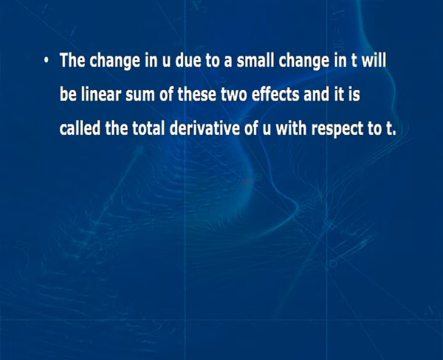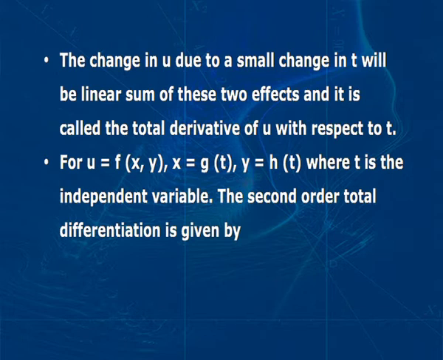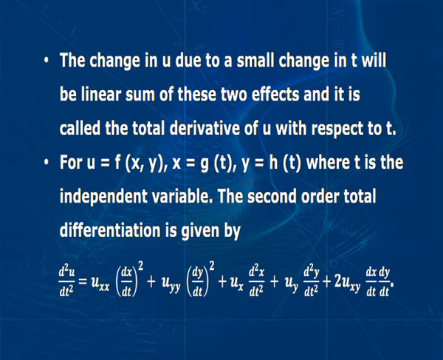The change in U due to a small change in T will be the linear sum of these two effects, and it is called the total derivative of U with respect to T. For U is equal to f of xy, x equal to g of t, y equal to h of t, where t is the independent variable, the second order total differentiation is given by d square u upon dt square is equal to uxx dx by dt whole square plus uyy dy by dt whole square plus ux d square x upon dt square plus uy d square y upon dt square plus 2 uxy dx by dt into dy by dt.